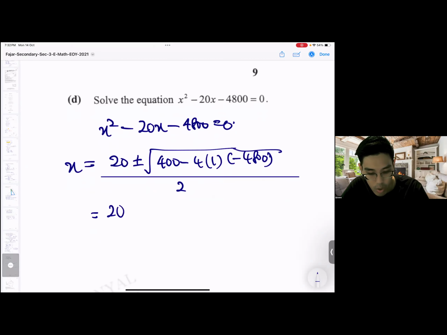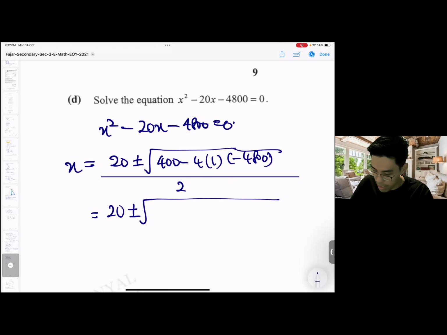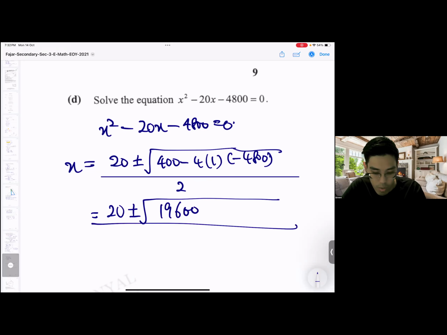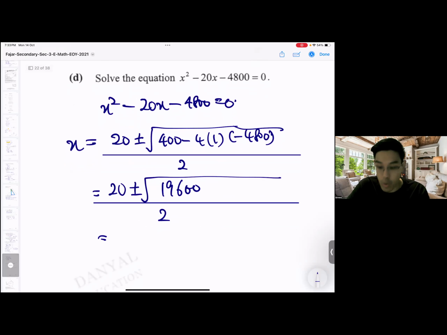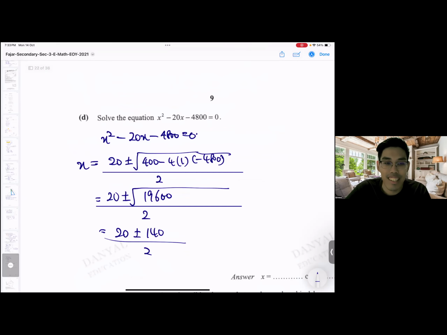Then from here, we simplify what's inside the square root. So it's 400 plus 4 times 4,800. So you get the square root of 19,600 over 2. Interestingly, this is a perfect square. So if you square root this, you get 140. Very, very nice number.